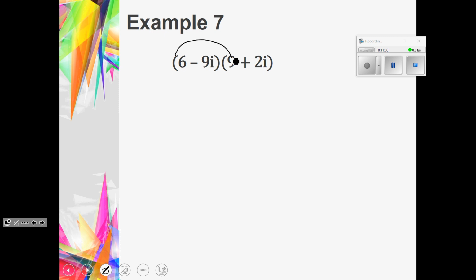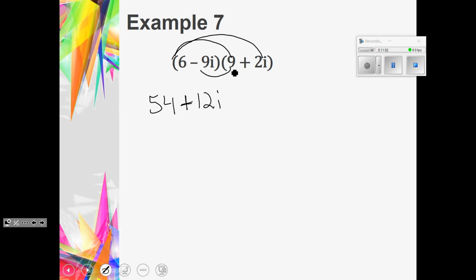6 times 9 is 54. 6 times 2i. And everybody says, Miss Corns, you can't multiply those together, they don't match. You can multiply anything together. You just do your numbers with your numbers and your i's with your i's. So 6 times 2 would be 12, and we're going to just drop the i.